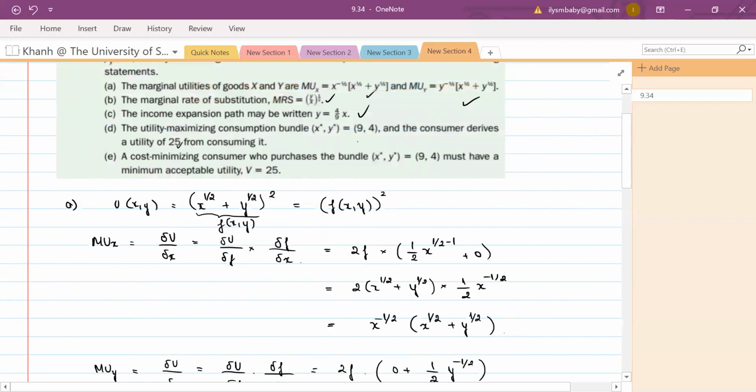Because it is derived from the same tangency conditions, where the slope of the indifference curve equals the slope of the budget constraint. And so the consumption bundle is going to be the same. Therefore the utility level he is achieving is going to be the same, and the cost of consuming this cost minimizing bundle is just equal to his income, $30.